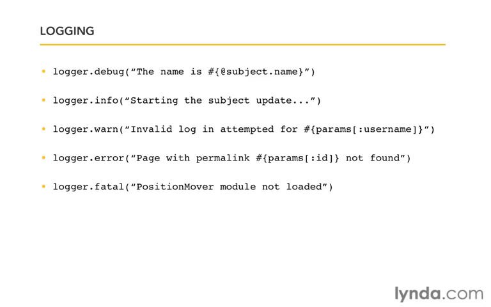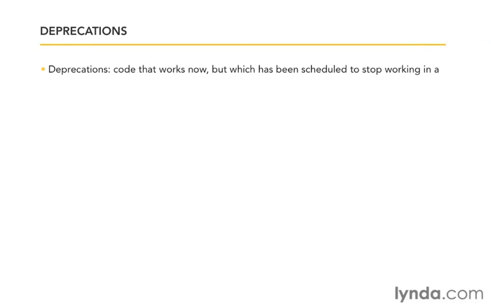Now I'd like to try all these out and play with the different log levels, but before we do, I first want us to talk a little bit more about deprecations because I want us to be able to see those as well. Deprecations are code that works now, but which has been scheduled to stop working in a future version. Now deprecations are mostly used by the Rails framework, but you can actually write your own deprecations as well.